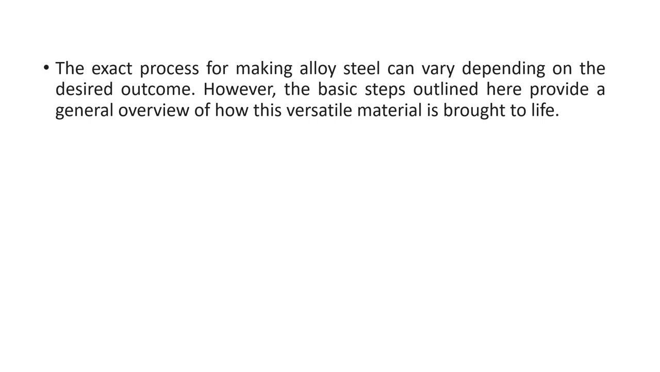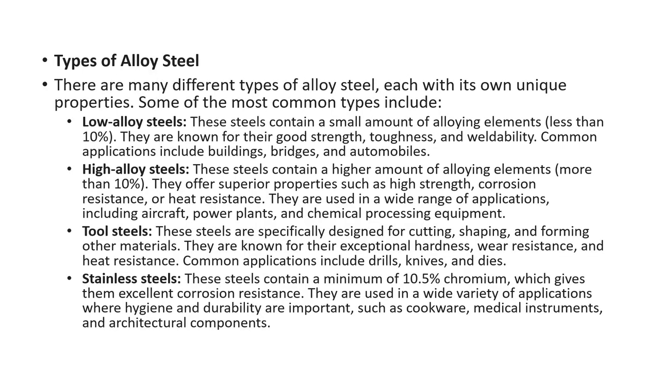The exact process for making alloy steel can vary depending on the desired outcome. However, the basic steps outlined here provide a general overview of how this versatile material is brought to life. These are the general guidelines to manufacture the final steel from wrought iron, including the formation of pig iron and removal of impurities. There are various types of alloy steels.